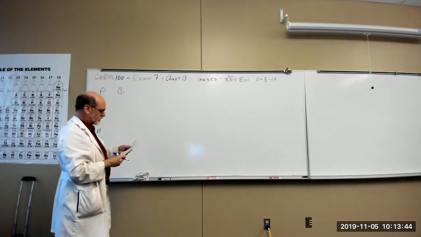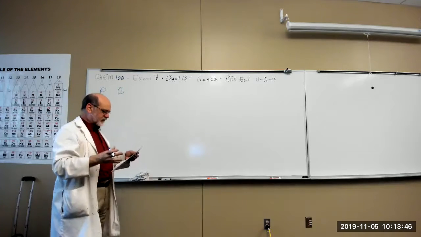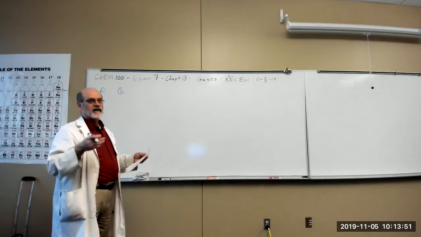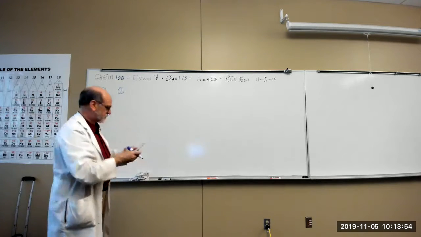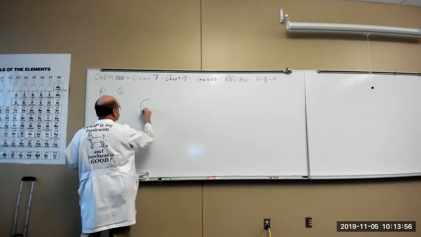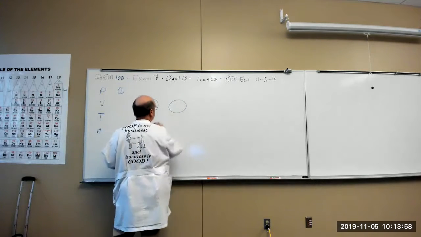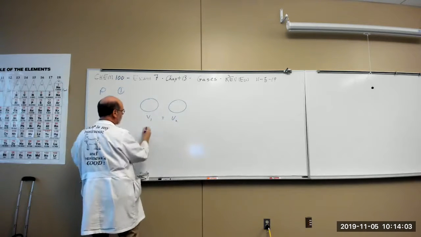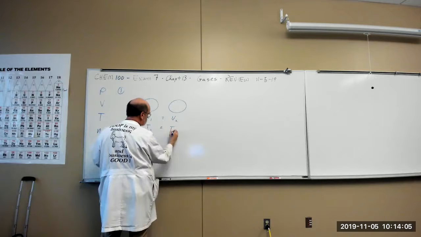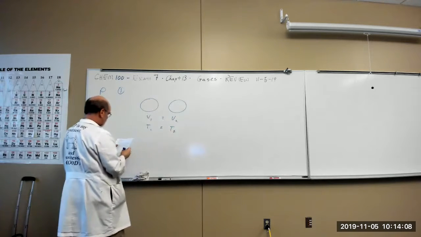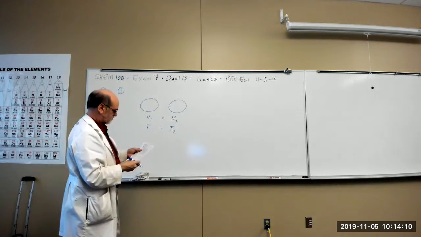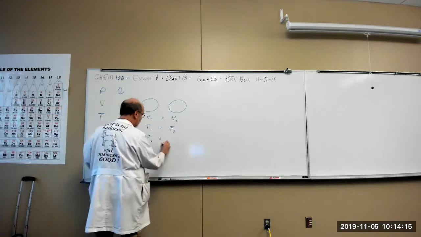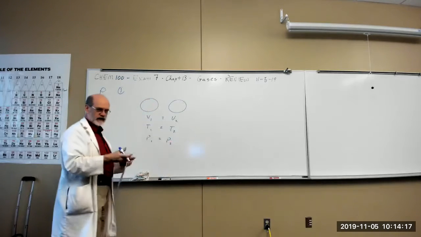So we have 2 balloons. They're both at the same temperature and they're the same size, which means what? Volume. So the 2 balloons have the same volumes and they're at the same temperature. What about pressure? Problem doesn't say anything about pressure. We have to assume that the pressure is the same because you're not told that it changes.